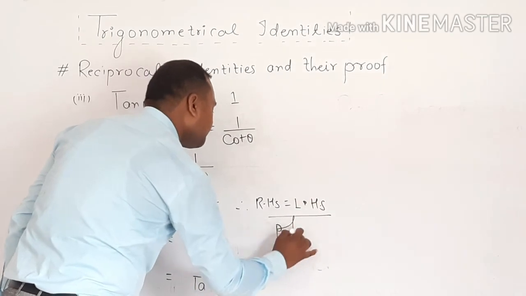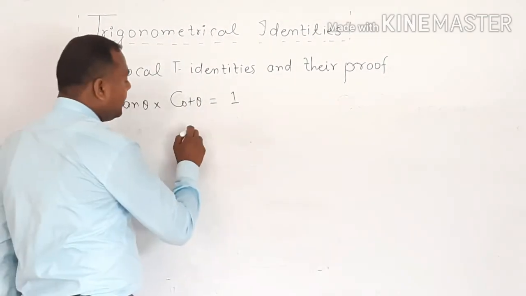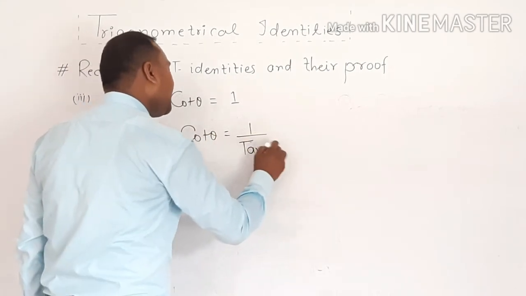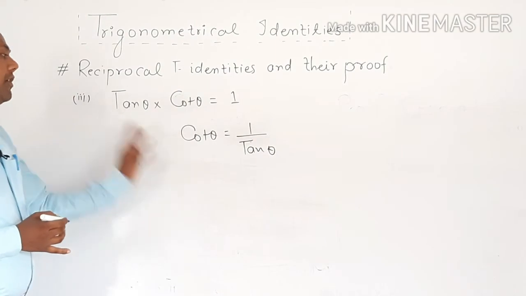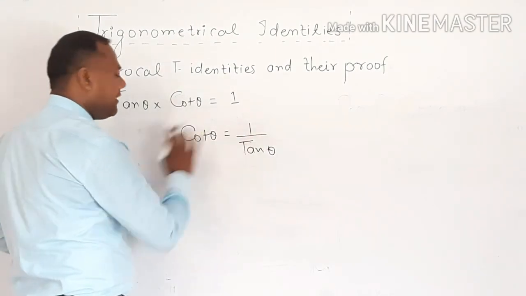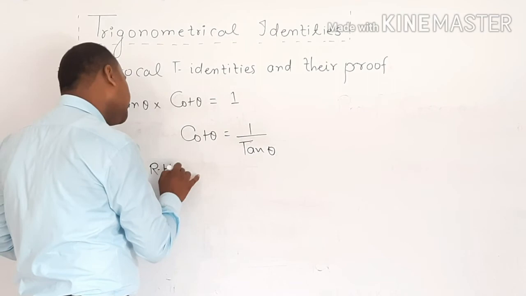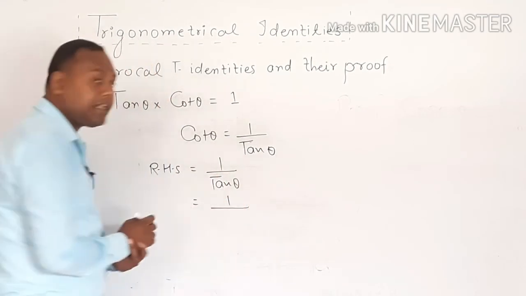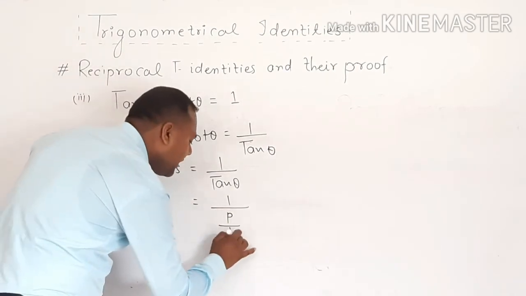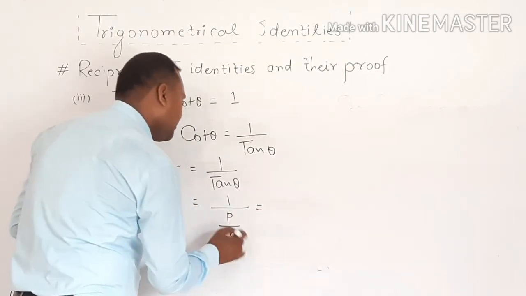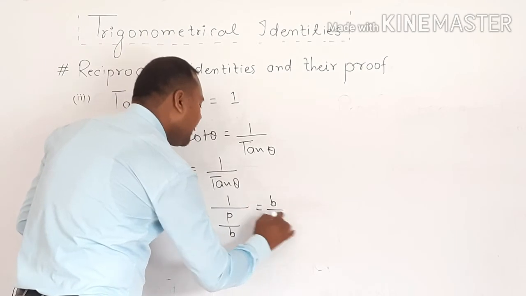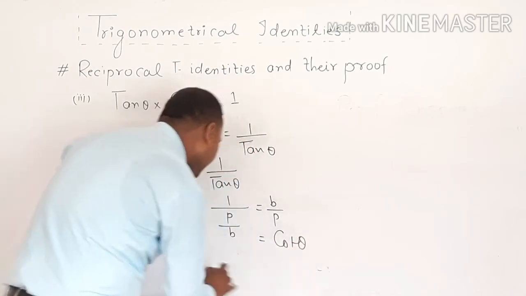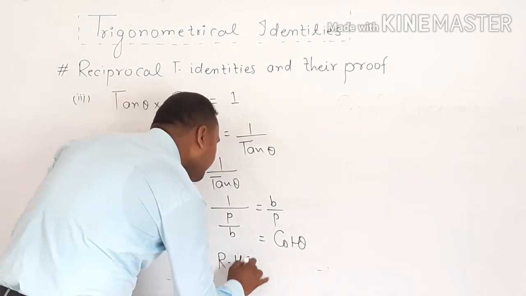Hence proved. And you can take cot of theta will be equal to 1 upon tan of theta. Then how can we prove it? Firstly, we must take RHS. The RHS is 1 upon tan of theta, and 1 upon tan theta means p by b, and this turns into b by p, and b by p is the value of cot theta. So RHS will be equal to cot of theta. Hence RHS will be equal to LHS.